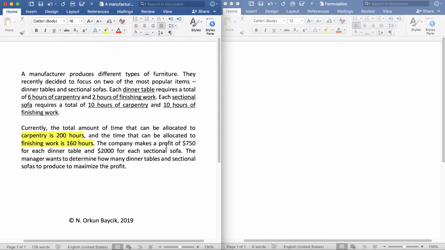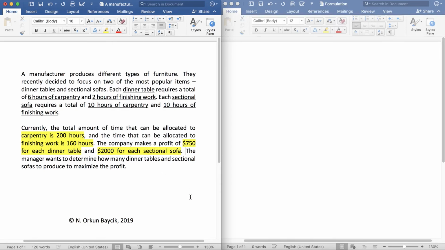The company makes a profit of $750 per dinner table and $2,000 per sectional sofa. Okay, so these are the profit amounts for the dinner table and the sectional sofa. So these are also important values. The manager of this company aims to determine how many dinner tables and sectional sofas to produce to maximize the profit. Okay, so this sentence is very important.